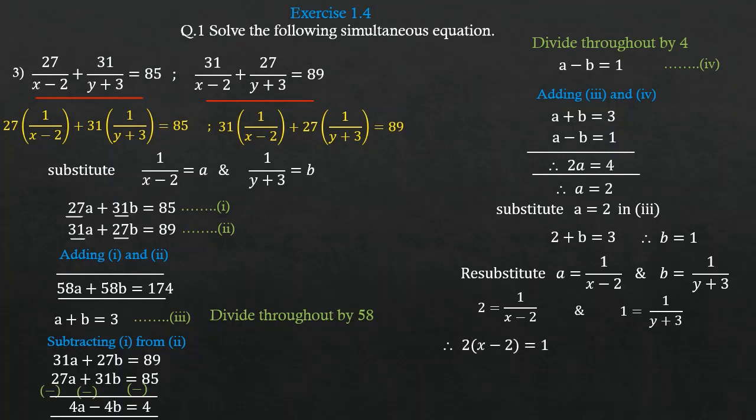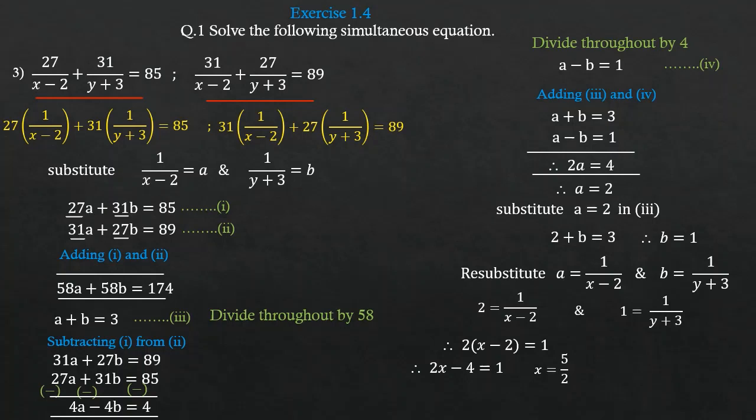Now for finding the value of x, simply we do cross multiplication. So we get 2 into x minus 2 is equal to 1. Now for further simplification of this, multiply 2 inside the bracket. So we get 2x minus 4 is equal to 1. Now shift minus 4 to the right, which gives plus 4. So 1 plus 4 gives you 5. And the 2 with 2x, you will divide. So we get x is equal to 5 by 2.